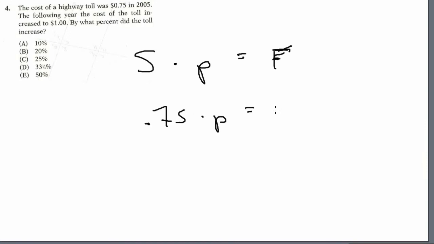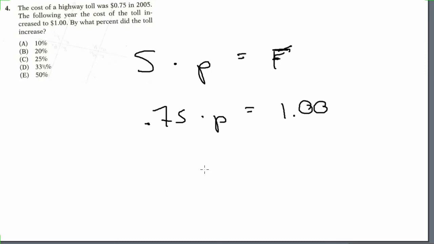The cost of a highway toll was 75 cents in 2005. The following year it went up to $1. What percent did the toll increase? So again, with the percentages, we want to have our starting value times a percentage equals the final value. This is how I always begin thinking about percentages. So in this case, our starting value is going to be 0.75, and some percentage is what we're solving for, after that percentage application, we're going to end up with the final value, which is $1.